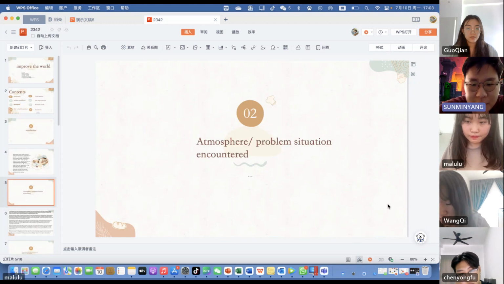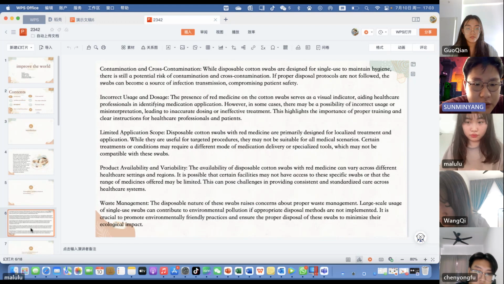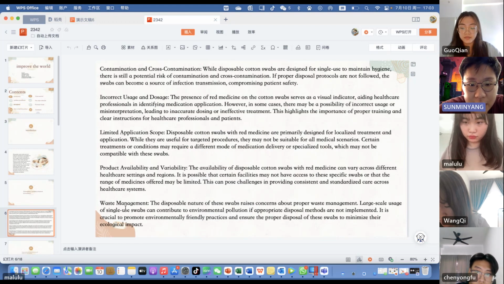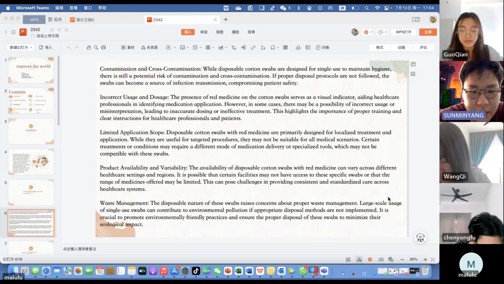Here's my part. Atmosphere, problem situation encountered. Next page, please. Contamination and cross-contamination. While disposable cotton swabs are designed for single use to maintain hygiene, there's still a potential risk of contamination and cross-contamination. If proper disposal protocols are not followed, the swab can become a source of infection transmission, compromising patient safety.